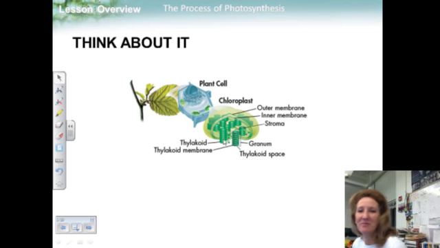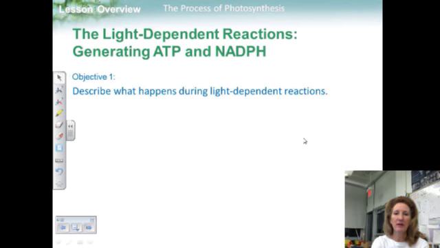Sorry. But chloroplasts, lucky for us, avoid such losses. And the membranes are the key. These membranes in the thylakoids and the chloroplast itself are key to capturing light energy in the form of those high energy electrons. So the first one is describe what happens during the light-dependent reactions.